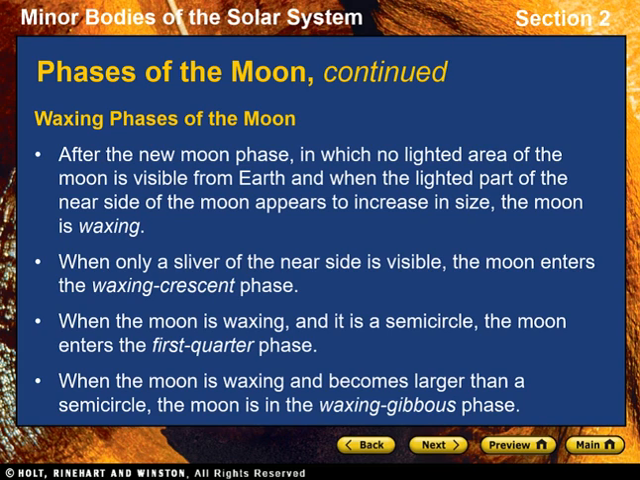The moon continues to wax until it appears to be a full circle. At full moon, Earth is between the sun and the moon. Consequently, the entire near side of the moon is illuminated by the light of the sun.